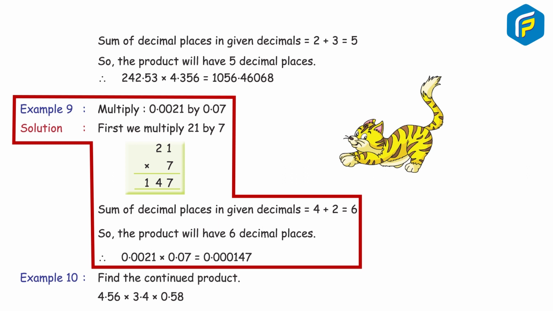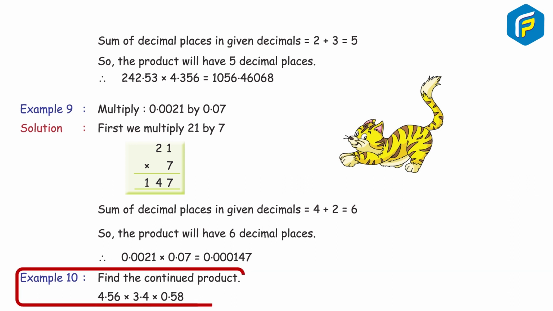Example 9. Multiply 0.0021 by 0.07. Solution. First, we multiply 21 by 7. Sum of decimal places in given decimals, 4 plus 2 equals 6. So the product will have 6 decimal places. 0.0021 into 0.07 equals 0.000147.